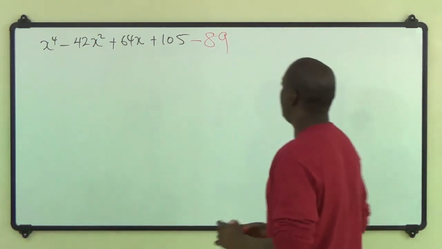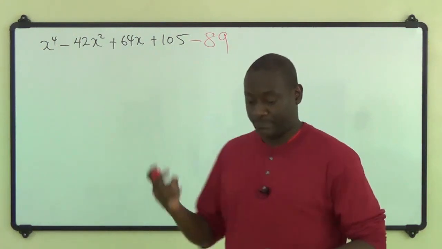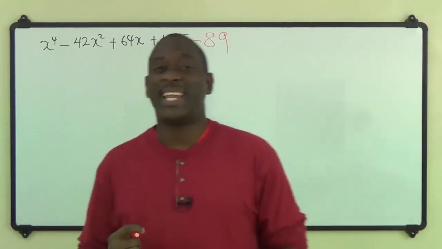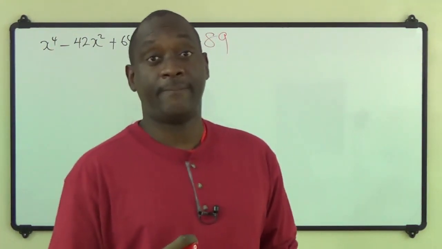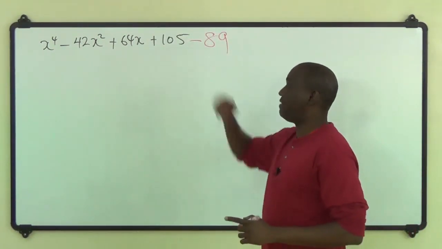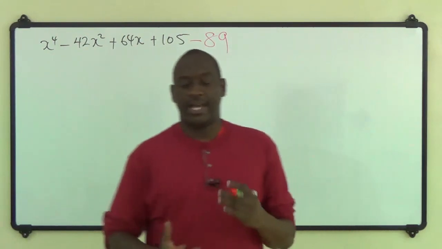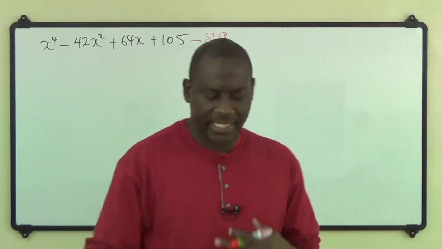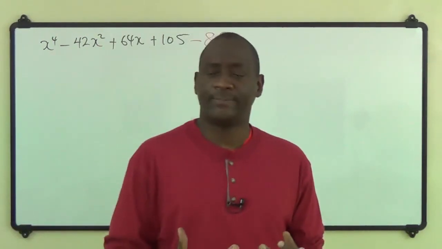Right, so you want to know how we work that so fast? 100 minus 89 is 11, all right? And when you get 11 from that, you just add back the 5 from the 105 and you get 16. So all of that is little tricks that you can use in your head, right?